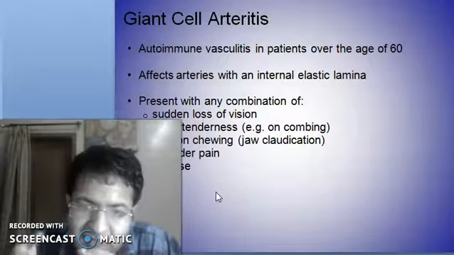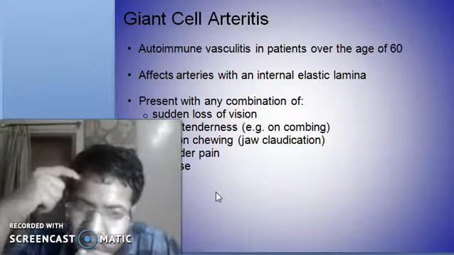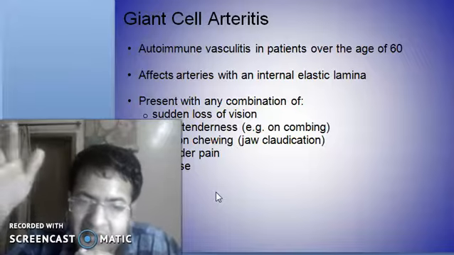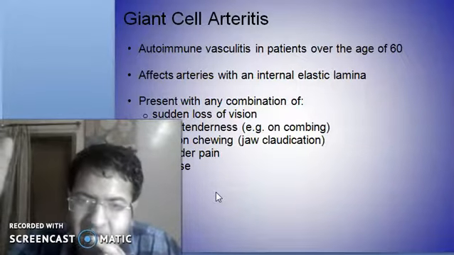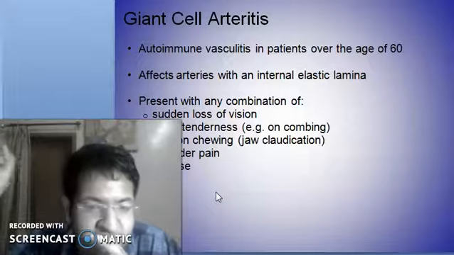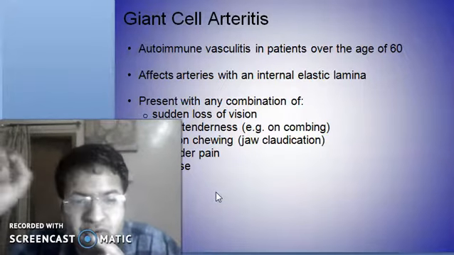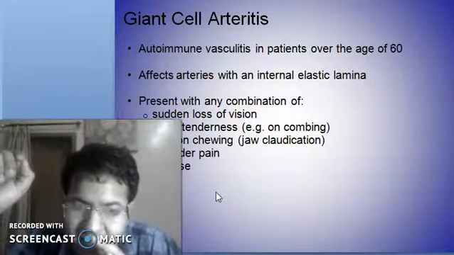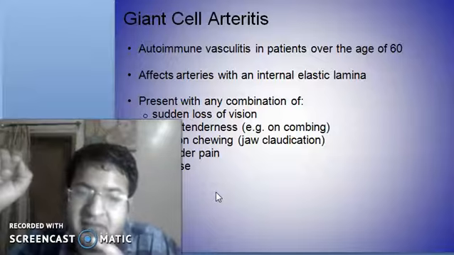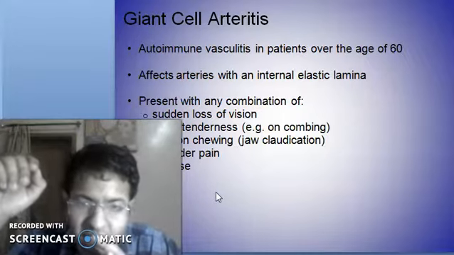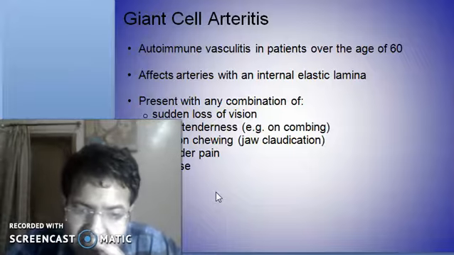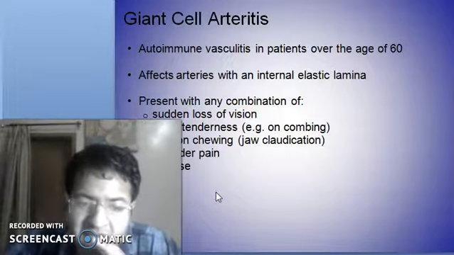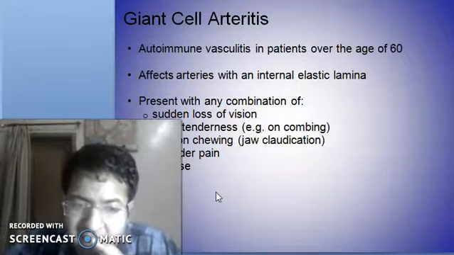affects the arteries which have the internal elastic lamina, like the superficial temporal artery, the ophthalmic artery, and branches of the ophthalmic artery. What are the branches of the ophthalmic artery which have the internal elastic lamina? Short posterior ciliary arteries, long posterior ciliary arteries. The central retinal artery has it, but the branches of the central retinal artery don't have an internal elastic lamina. A continuous internal elastic lamina is not present in the branches of the central retinal artery, that is, the retinal artery.